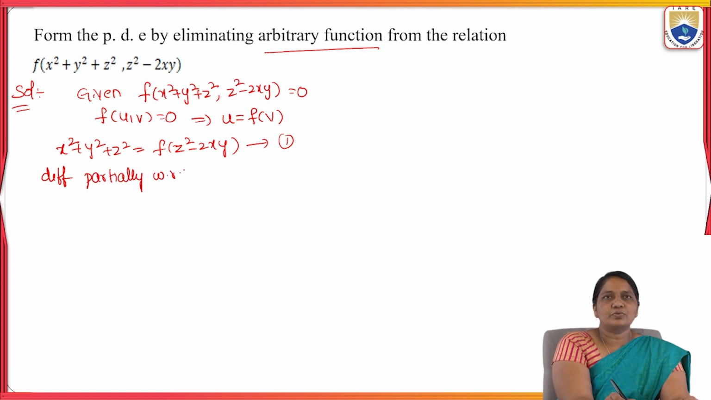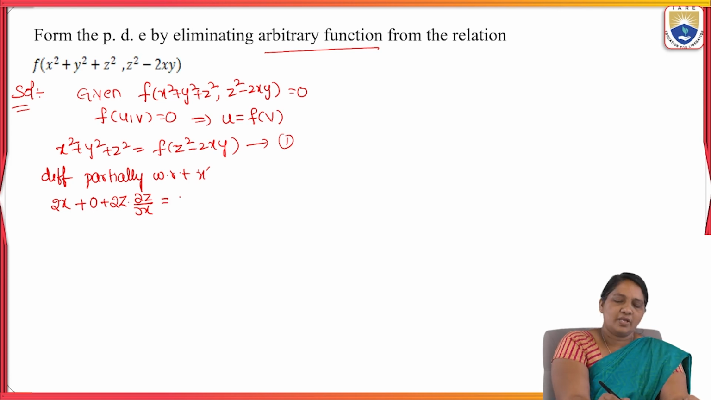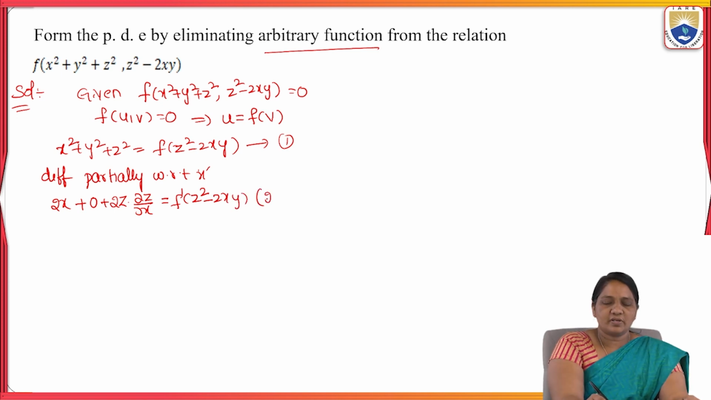with respect to x. So now x square derivative is 2x plus y square is 0 plus 2z into dou z by dou x equal to f dash of z square minus 2xy, and derivative of z square is 2z into dou z by dou x minus 2. y is the constant, x is 1.